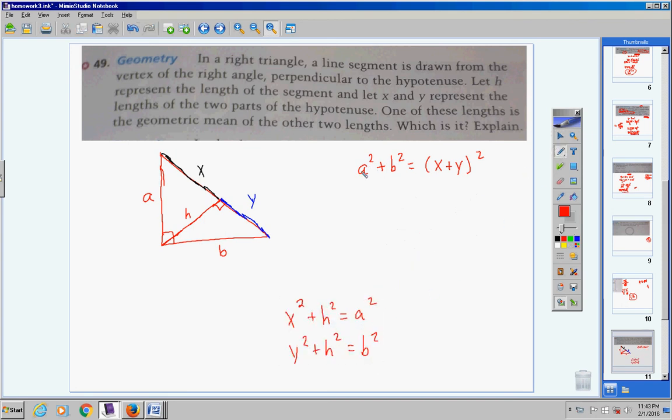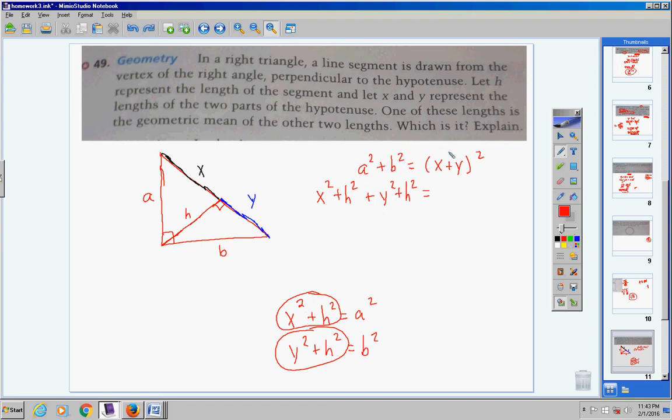What can I put here for a squared? Well, a squared equals what? This right here. So for a squared, I'm going to put x squared plus h squared. And what can I put for b squared? Well, b squared equals this: y squared plus h squared. That's not too hard to see, is it? I made a substitution for this right here and a substitution for this right here.